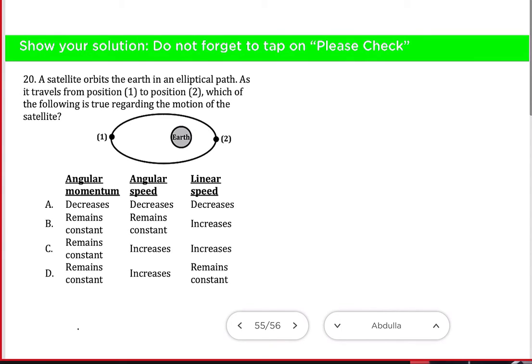Now remember that according to Kepler's laws of motion, the angular momentum as the satellite moves around a planet is going to be constant, or conserved, meaning that the initial angular momentum is equal to the final angular momentum since there's no external torque. So when we say that angular momentum is conserved, that means it is not going to change. So as far as the angular momentum is concerned, it should remain constant always. So we are actually left with B, C, and D.